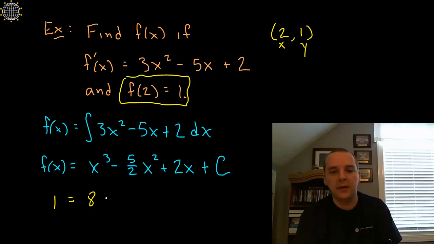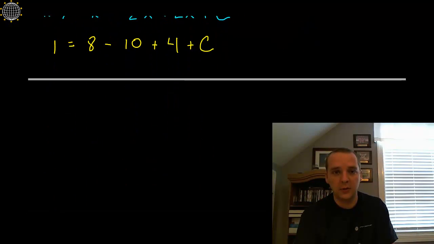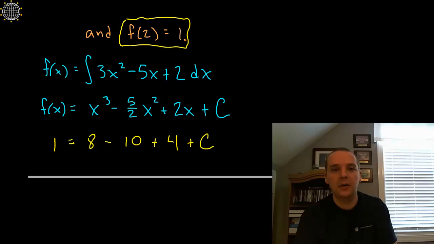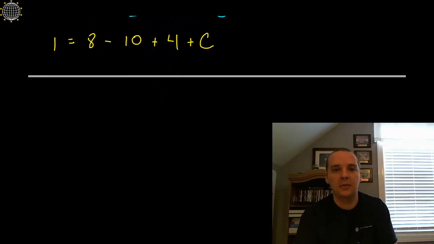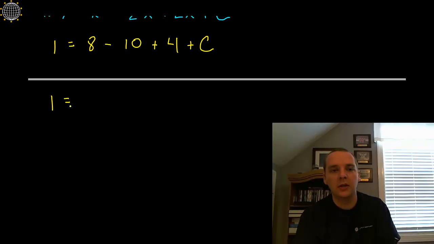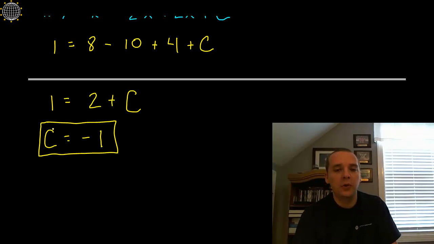2 cubed is 8. 5 halves times 2 squared would be 10. Plus 2 times 2 makes 4. And then plus capital C. So this gives us an equation right here that we can actually solve for capital C. We can find the specific constant that lets our function satisfy the appropriate initial condition. So 1 equals 8 minus 10 is negative 2. Negative 2 and 4 make positive 2 plus capital C. So sure enough, C is negative 1.